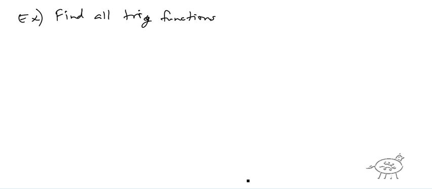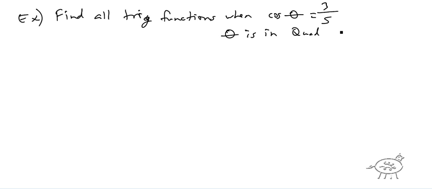The next example is: find all trig functions when cosine of theta is equal to 3/5 and theta is in quadrant 4.